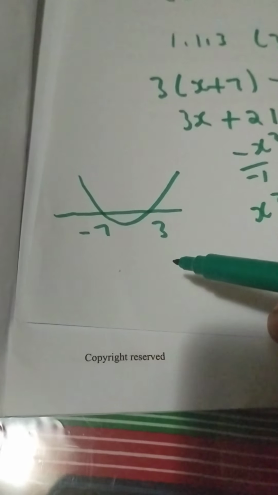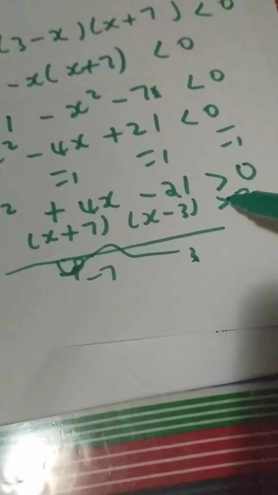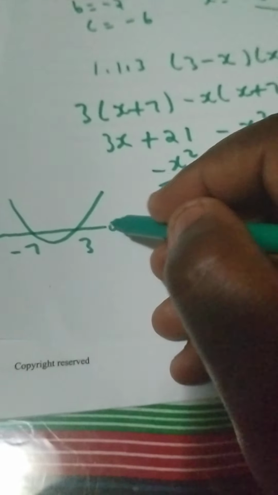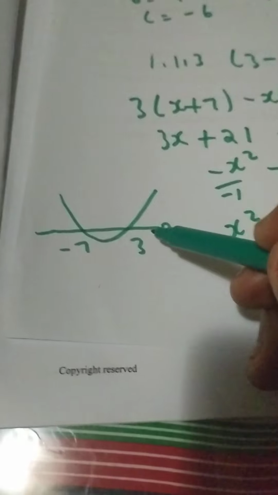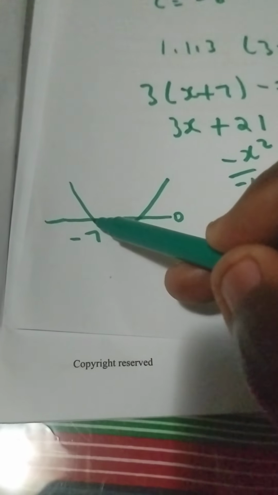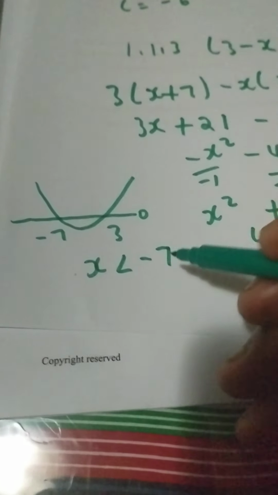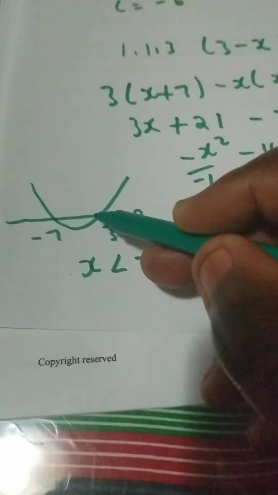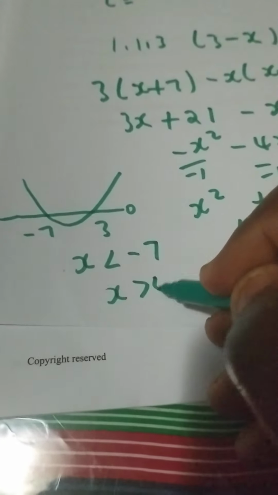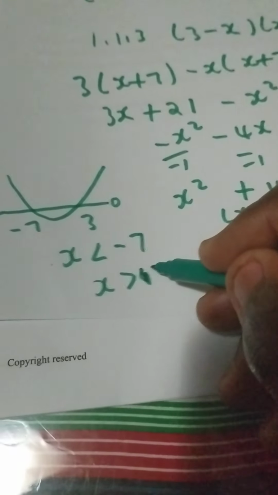So remember, now it's greater than, so it's positive. My value of a is positive, therefore I'm going to have a smiley parabola. The sign has changed, it's greater than now, so I must look for all the values which are above 0, or positive. Before negative 7, my graph was above 0. So when x was less than negative 7, my graph was above 0. Same after 3 here, my graph is also positive.